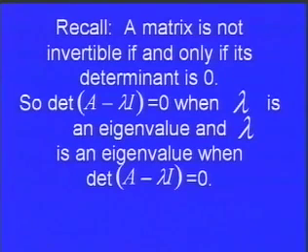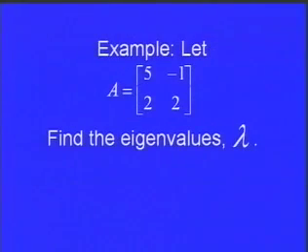Okay, so what it's sounding like is that if we want to find lambda, we're going to use the fact that the determinant of A minus lambda I is equal to 0. That's going to give us lambda. For example, let's say that A is [5, -1; 2, 2], and it says to find the eigenvalues lambda. So I might get more than one value for lambda.